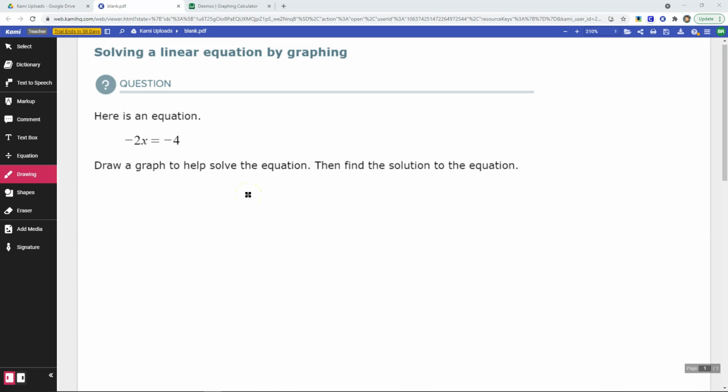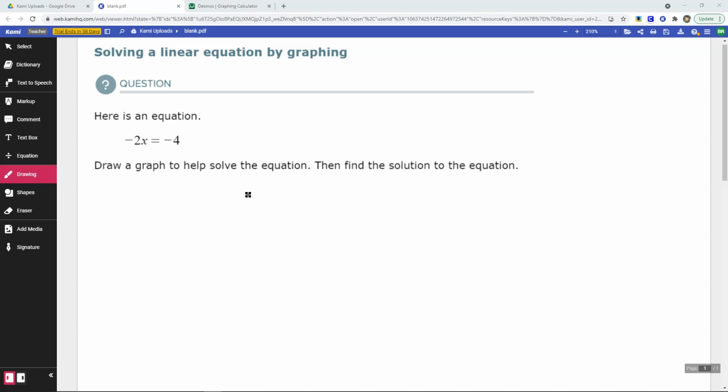Solving a linear equation by graphing. This is from the Graphs and Functions pie slice of Alex. Here is an equation: negative 2x is equal to negative 4. Draw a graph to help solve the equation, then find the solution to the equation.